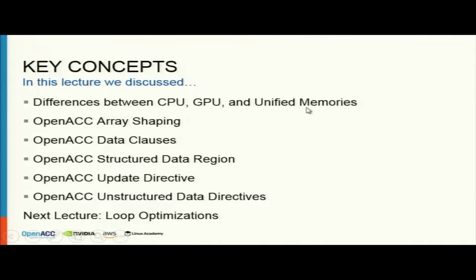and try to see if you get more performance, right? So we saw the difference between CPU, GPU, and unified memory in the beginning. We have now seen array shaping, data clauses, structured data region, update clauses, unstructured data regions, and in the next lecture we are going to look at loop optimization.